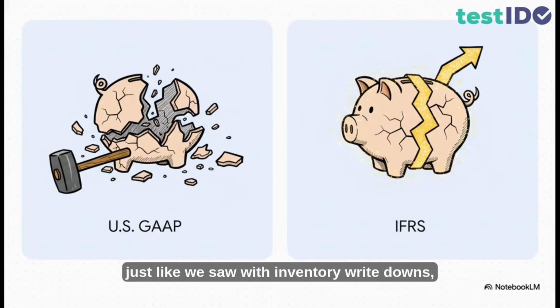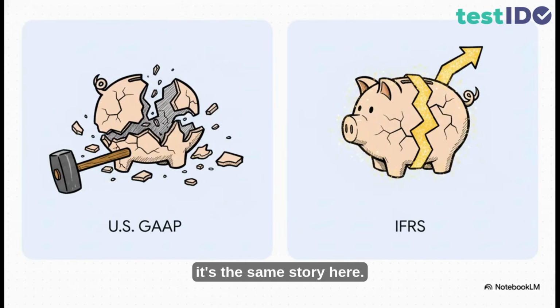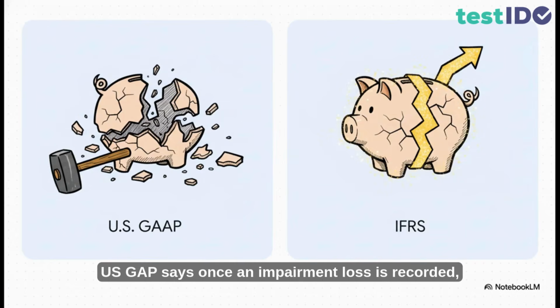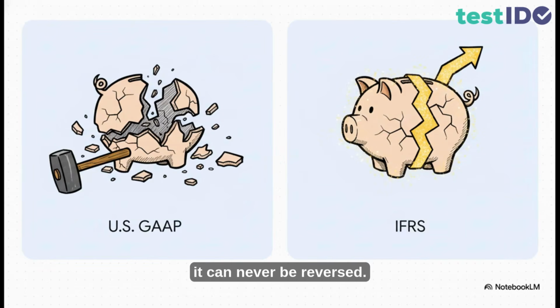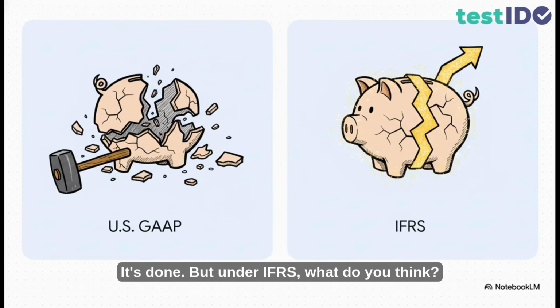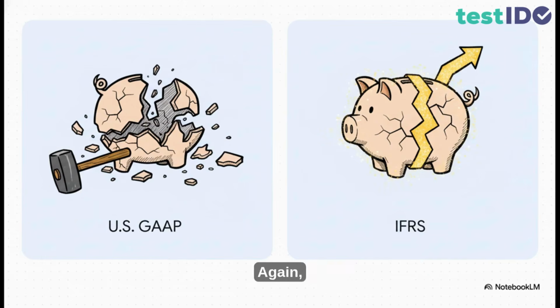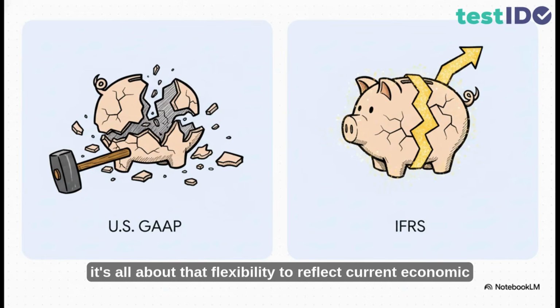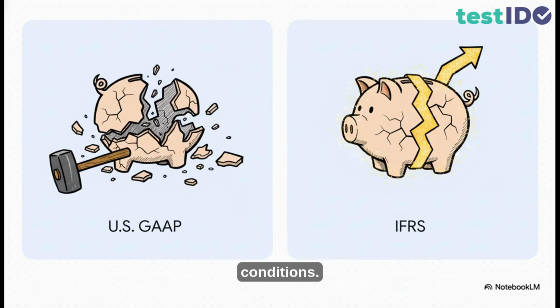And hey, just like we saw with inventory write-downs, it's the same story here. US GAAP says once an impairment loss is recorded, it can never be reversed. It's done. But under IFRS, what do you think? If the asset's value bounces back, you can absolutely reverse that impairment loss. Again, it's all about that flexibility to reflect current economic conditions.